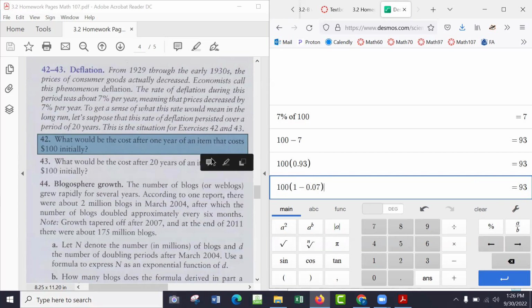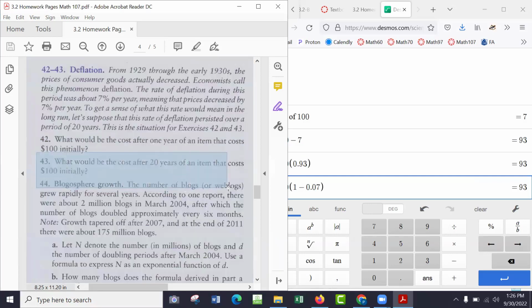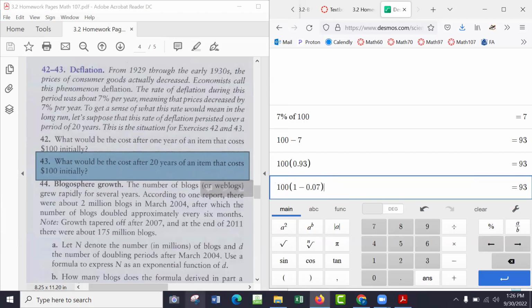going to be so useful for the next question, which is, what would be the cost after 20 years of an item that costs $100 initially? After 20 years of this deflation, where deflation means prices going down, right? Inflation is prices going up. It's talking about back in the Depression, we had deflation of about 7% per year. So over 20 years, what would it be?